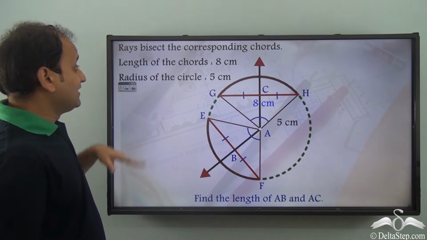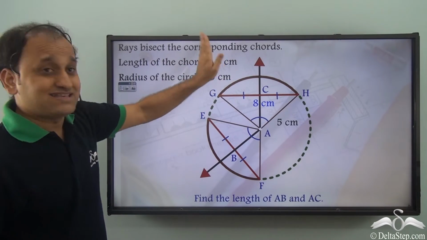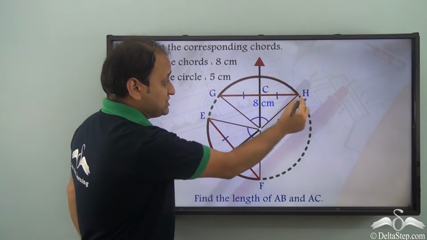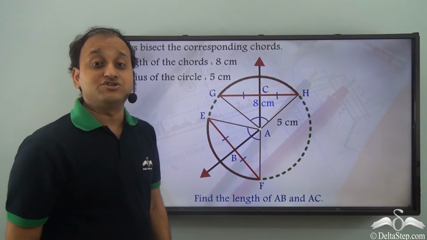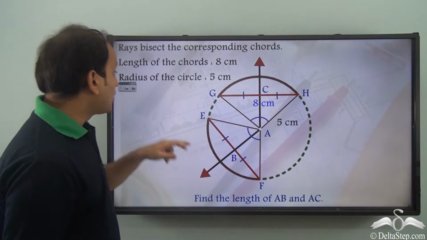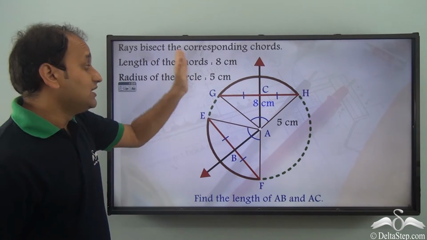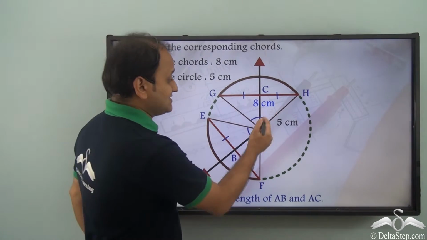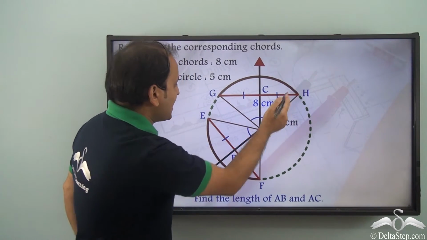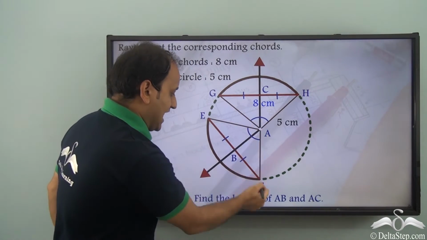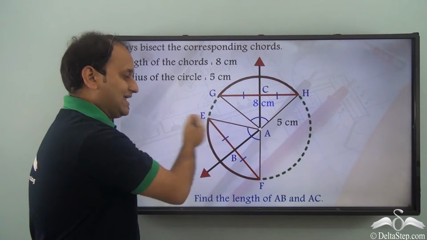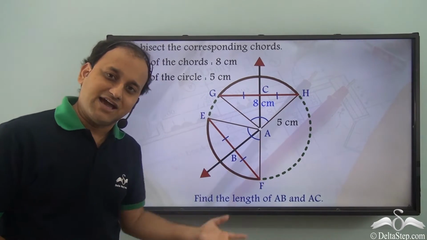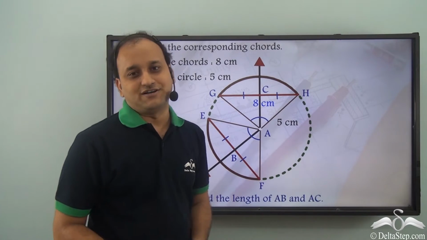Also it is given that the length of the chords is 8 centimeters. So each chord, that is EF and GH, each of them measure 8 centimeters. Also the radius of the circle is 5 centimeters. So radius, that is any of these line segments, AH, AG, AF or AE, all measure 5 centimeters because they are radii of the same circle.